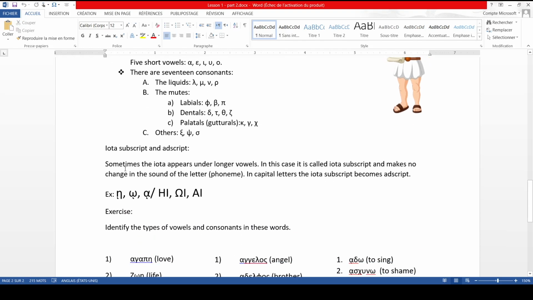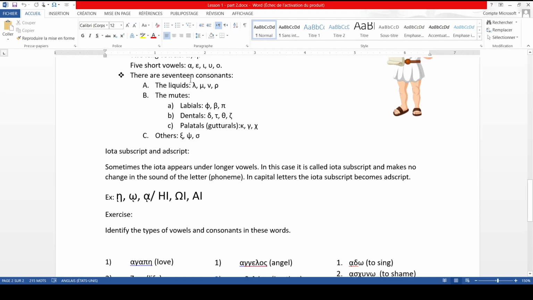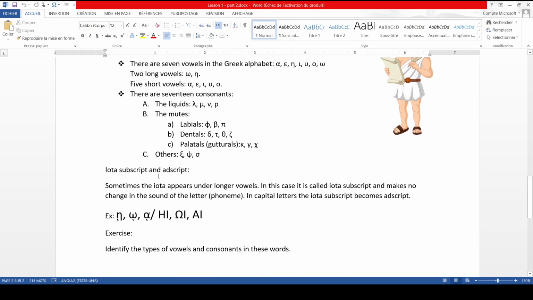Well, iota subscript and adscript. Is this a new letter added to the Greek alphabet? Not at all. It's our same iota that is being used in a special way. Sometimes the iota appears under the long vowels, and in this case, it is called an iota subscript. It makes no change to the sound of the letter, the phoneme. That's what we call phoneme, the sound of the letter.